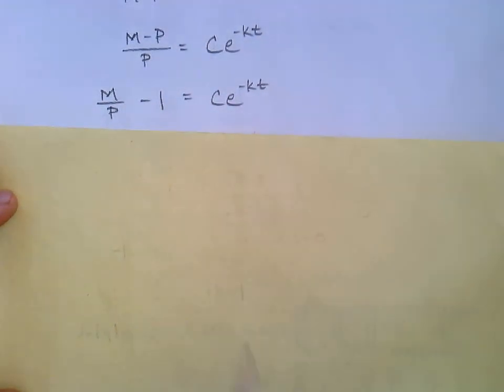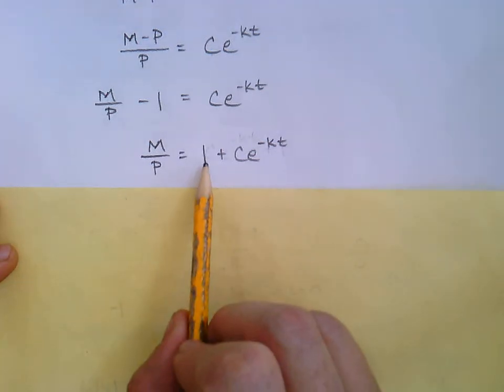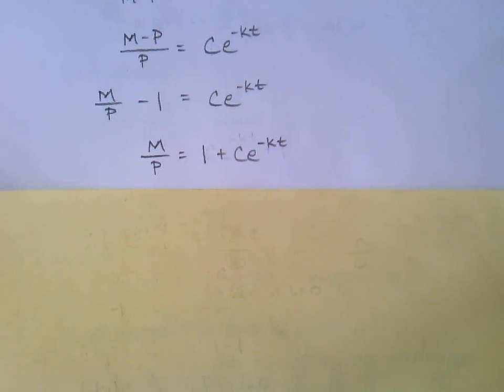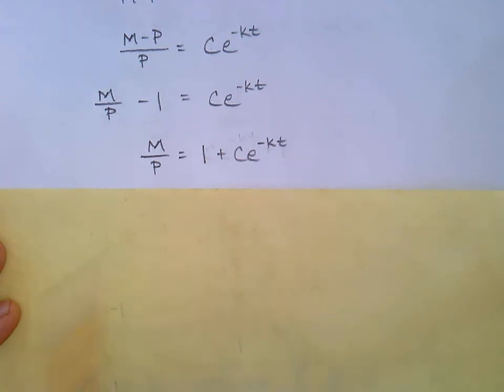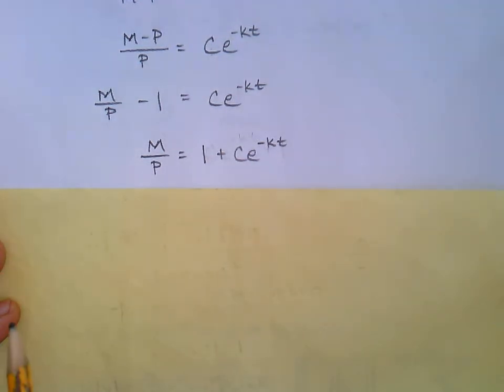We're going to go ahead and add the 1 over. Now when we do it, we're putting it to the front. That is the convention in a case like this for the logistic growth model. Let's think of it as 1 plus c e to the negative kt. And on the left side, of course, m over p.